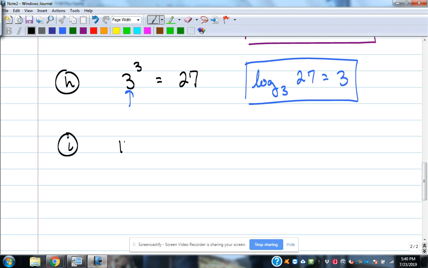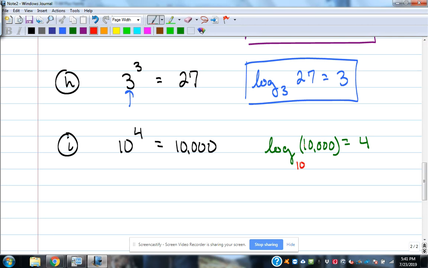Let's say we had 10 to the fourth power equals 10,000. Got a base of 10, so it'd be a common log of 10,000 equal to 4.